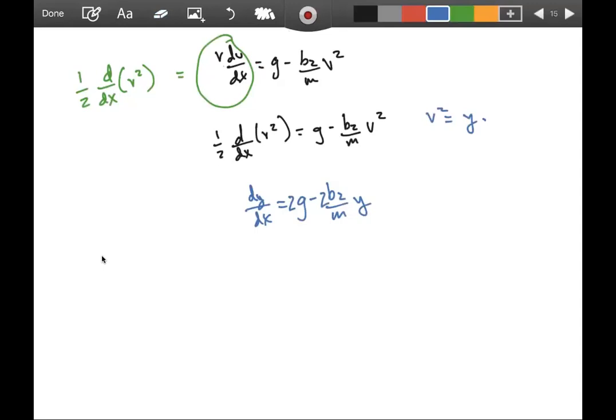From this case, I can then again use my integrating factor. So I'm going to rewrite this as dy/dx plus 2 times b2 over m y is then equal to 2 times g. So in this case, my integrating factor will be mu equal to e to the integral of 2b2 over m dx, which is the same thing as e to the 2b2x over m.